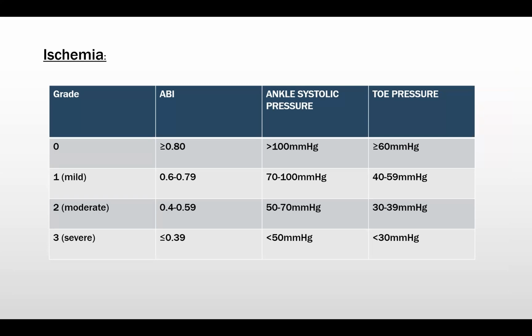Similarly, ischemia is graded into 4 grades based on the ankle brachial index, ankle systolic pressure, and toe pressure. If ABI is greater than 0.8, it's grade 0, 0.6 to 0.79 as mild grade 1, 0.4 to 0.59 as moderate grade 2, and less than 0.39 as grade 3, that is severe ischemia.